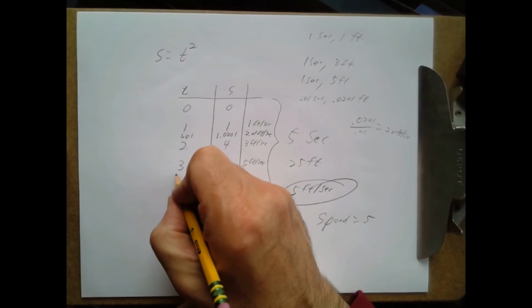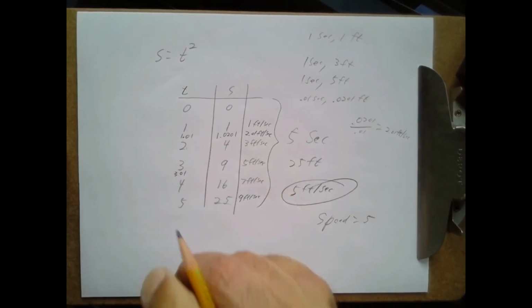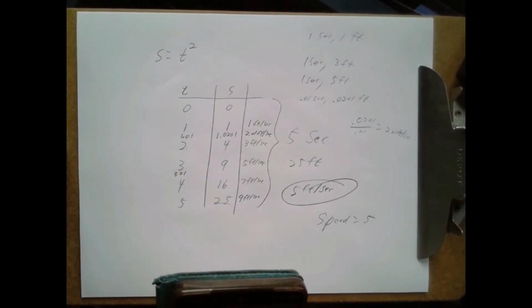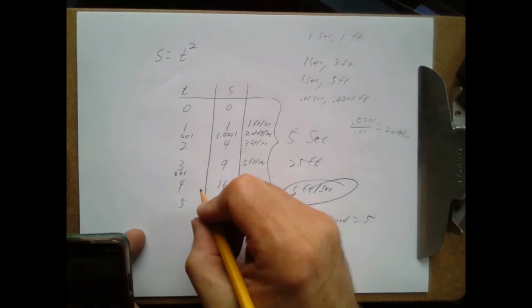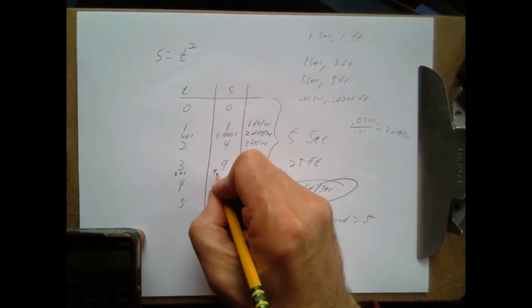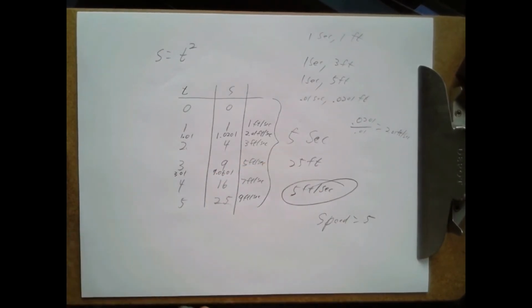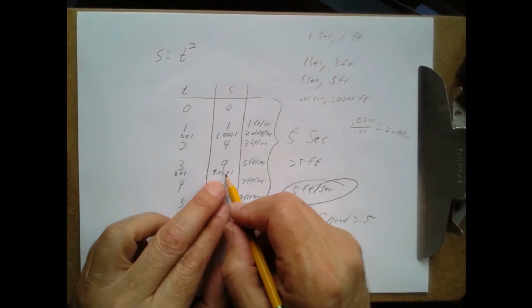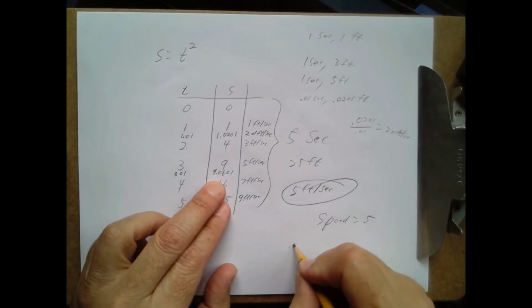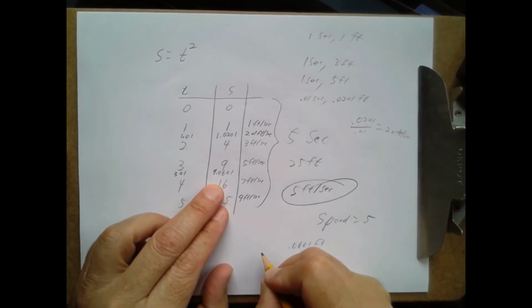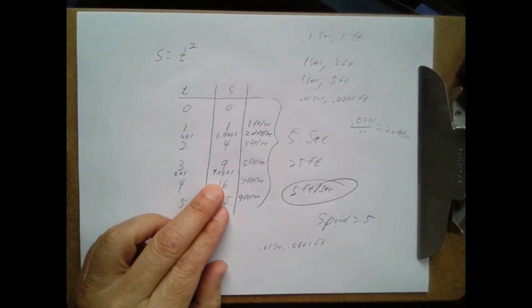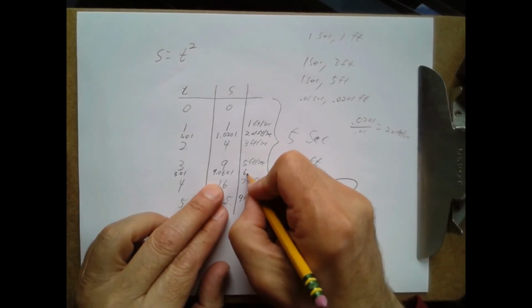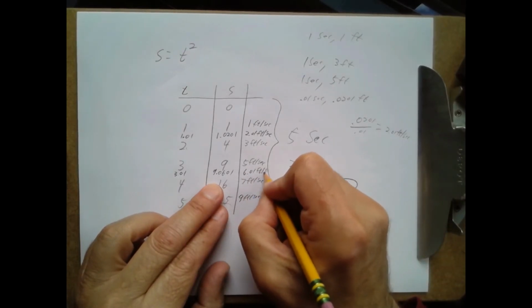If we look right here at time 3.01, and I'll use my calculator again, we see that this would have moved a distance of 9.0601 feet. Well, that's a distance change of 0.0601 feet in 0.01 seconds. Well, that's 6.01 feet per second.